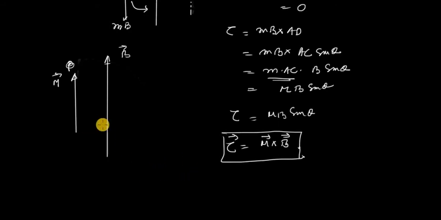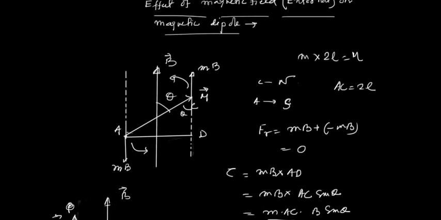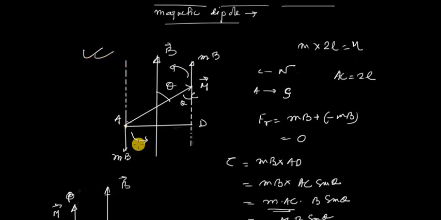When the dipole becomes parallel to the field, theta is equal to 0 degrees, and the torque becomes mB sin 0, which is equal to 0. That means no more torque acts on the dipole, and the dipole becomes parallel to the applied field. This is the case when a dipole is placed in an external magnetic field. Ultimately the dipole aligns itself parallel to the magnetic field, meaning its dipole moment vector becomes parallel to the field. Try to understand this.